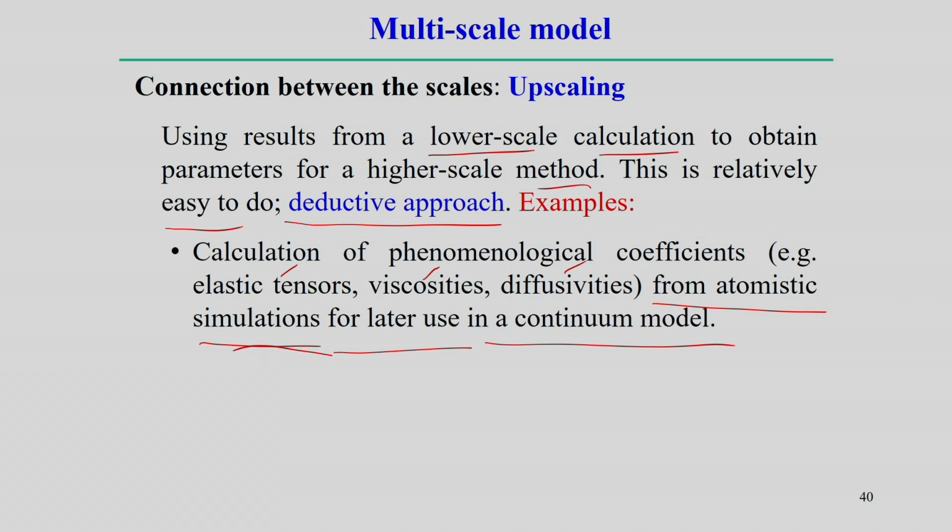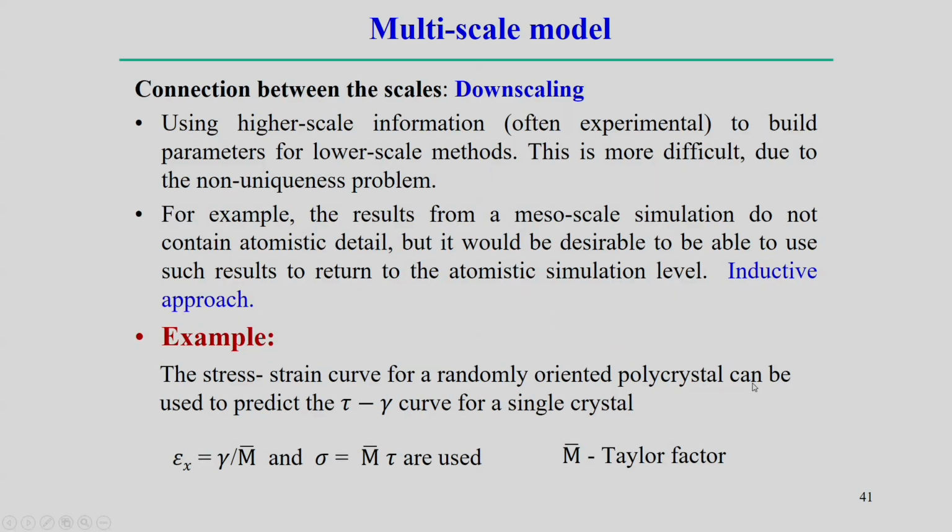The phenomenological coefficients, maybe when you try to predict the elastic tensor, which may be associated with some kind of coefficient, viscosities, or diffusivity properties, and diffusivity sometimes we represent in terms of some coefficients. So, the values of all these parameters can be evaluated from the atomistic simulation model, and that data can be stored and used for the continuum. This is one advantage of upscaling in the multiscale modeling approach. Now, a downscaling approach is also possible in the multiscale model.